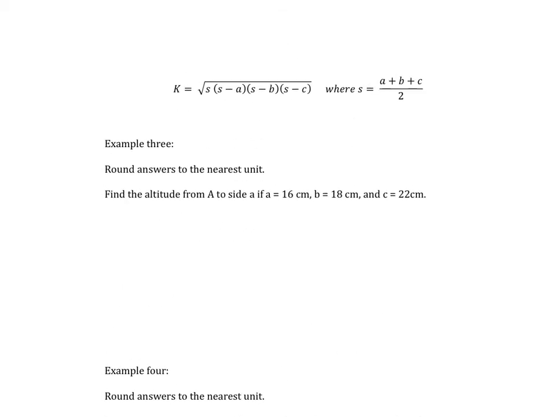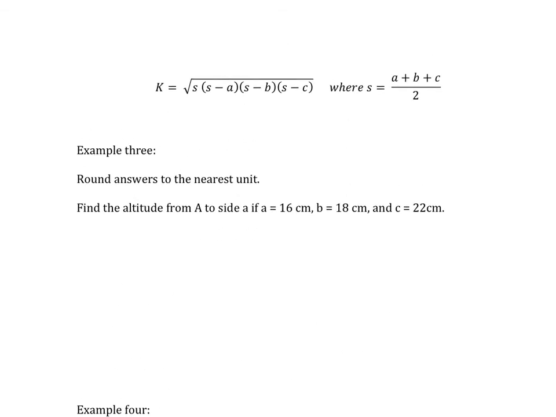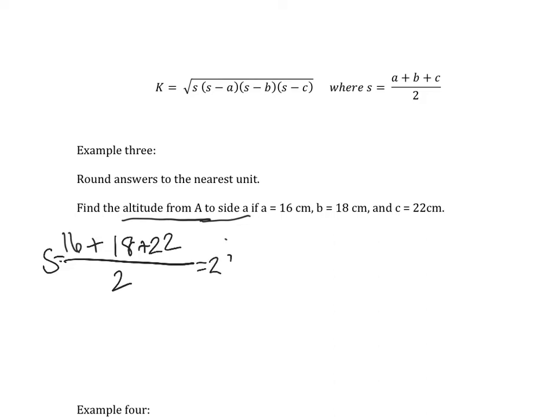All right, so again, we've got 3 sides of a triangle. This time they want us to find the altitude from A to the side A. So what I'm going to do first is just find the area. Let's just do what we were doing. I'm going to take your 16, 18, and 22. We're going to add those together to get our value of S and divide by 2. So you get 28.